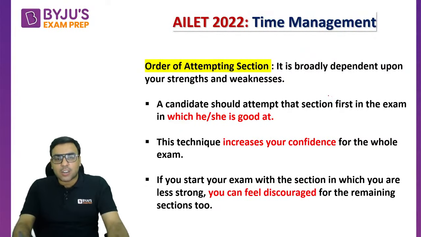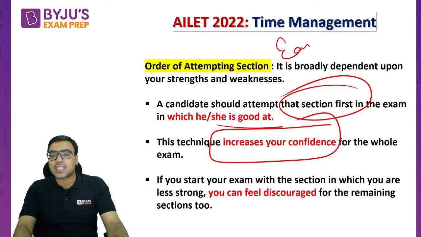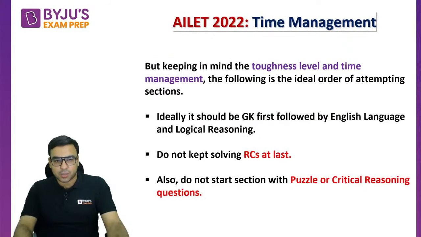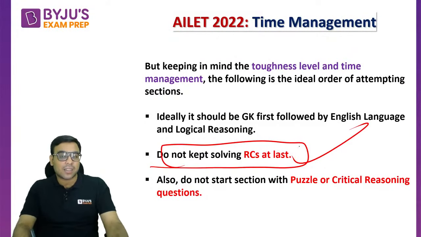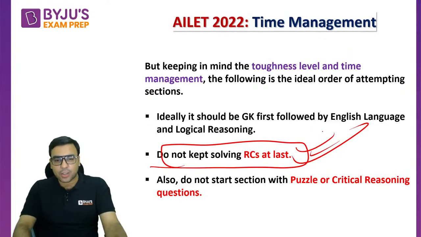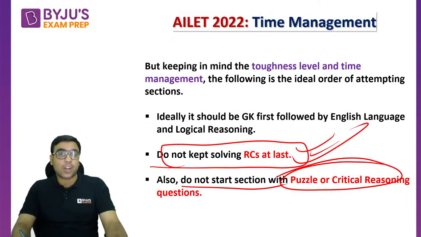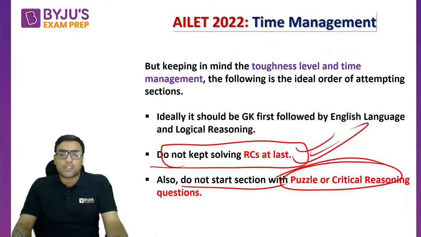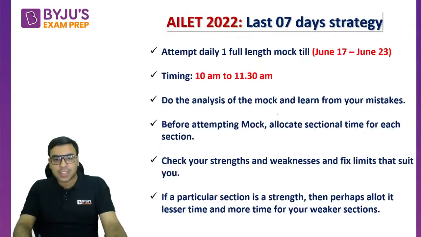Okay. How to attempt it? First, I would say the easiest one you should attempt, because if you attempt the easiest one in the initial portion, you will get some confidence in the examination. That is what I'm telling you. Please ensure you do not keep reading comprehension for last, because at the end you will panic and will not be able to solve it, so try to solve it somewhere in the middle. And do not start the examination with a puzzle or critical reasoning or some tough questions, because if in the initial portion you are not able to solve questions, you may panic. So motivation inside the examination is also very, very important.